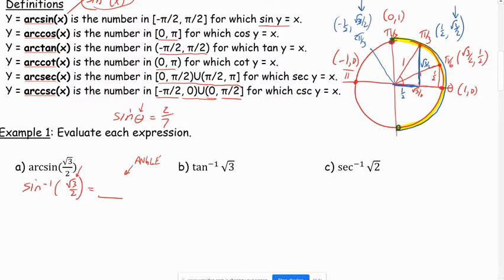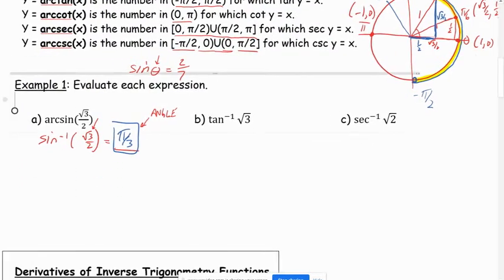but that's not our answer because we're only taking values because of the restricted domain for arcsine. We're only taking values in between negative pi over 2 and positive pi over 2, and the only angle there that satisfies that is pi over 3. So the answer to our first problem is pi over 3.